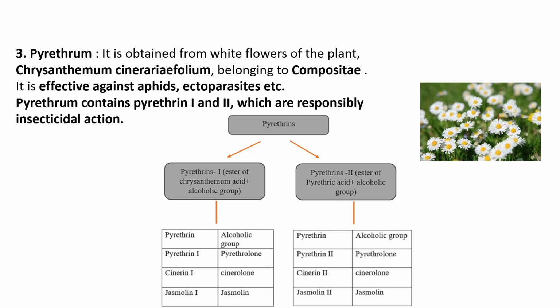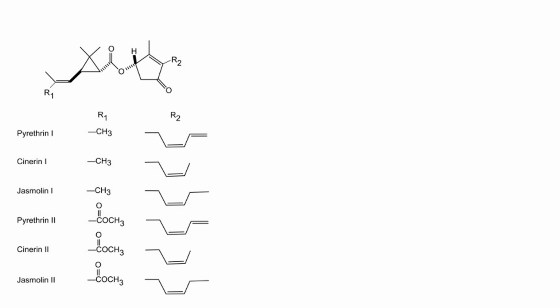So you can see pyrethrin 2, the alcoholic group will be pyrethrolone, cinerin 2 with cinerolone, and jasmolin 2 with jasmolone. So that will be easy for the students to write. Only thing is pyrethrin 1 will be chrysanthemic acid and alcoholic group, and 2 will be pyrethric acid and alcoholic group. This is the structure. It is an organic structure with a long chain, having an ester COO group linked with a 5-membered lactone ring. R1 and R2 change by substitution with methyl group as well as the allyl group of R2 as shown. Pyrethrin 1, cinerin 1, jasmolin 1, pyrethrin 2, cinerin 2 and jasmolin 2 can be easily written by the student.